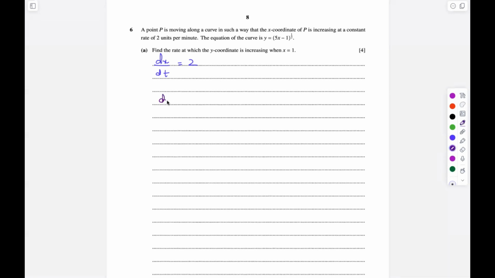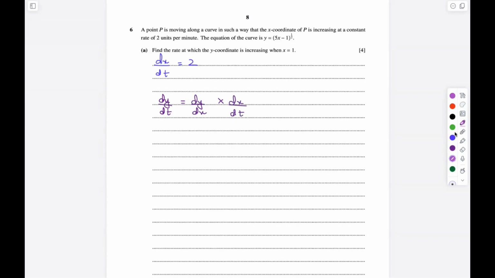Now, the relationship between the change of y and change of x is given by dy by dt equals dy by dx multiplied by dx by dt. As we have to find the rate of change of y, which is dy by dt, we already have dx by dt, so we have to find dy by dx and then multiply to get the value for dy by dt.